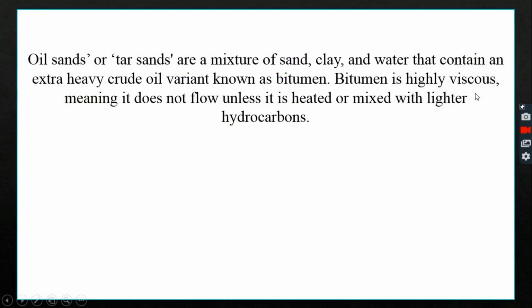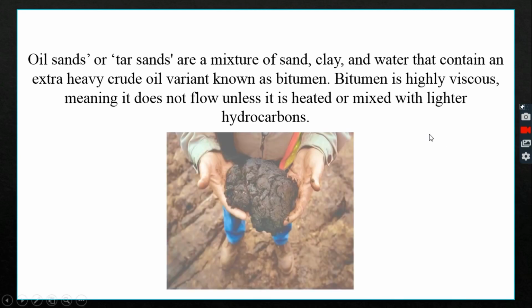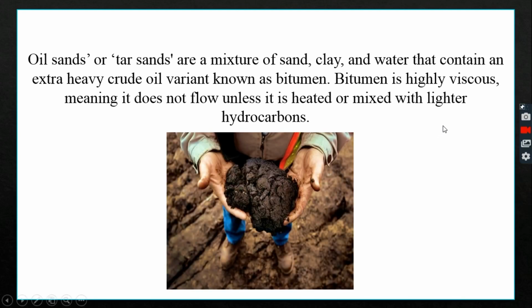Start first of all with composition. Oil sand, also known as tar sand, is a mixture of sand, clay and water that contains an extra heavy crude oil variant known as bitumen. Bitumen is highly viscous, meaning it doesn't flow unless it's heated or mixed with lighter hydrocarbon. This picture shows the oil sand that contains bitumen.